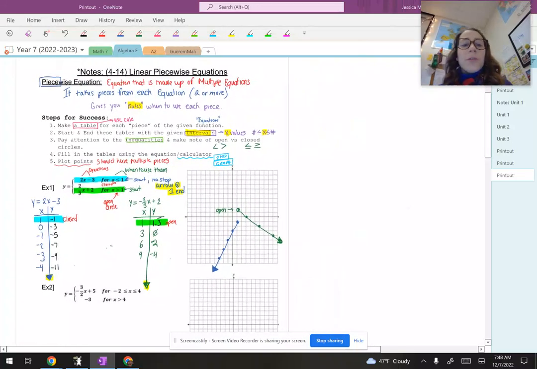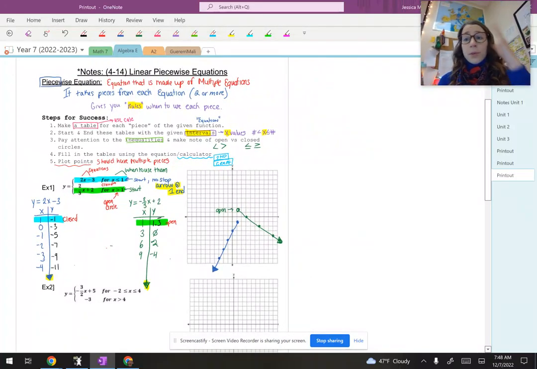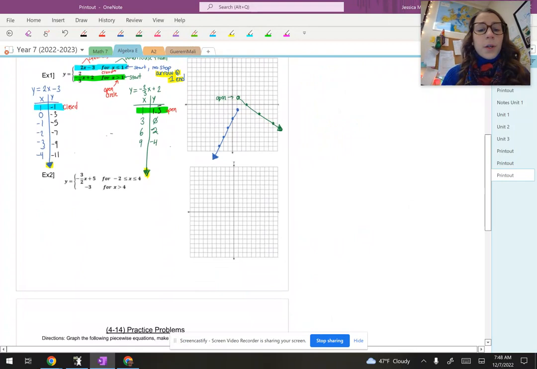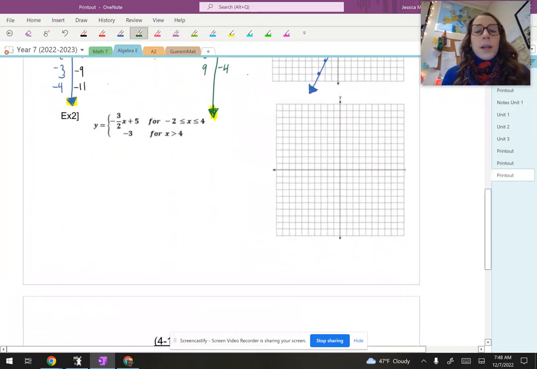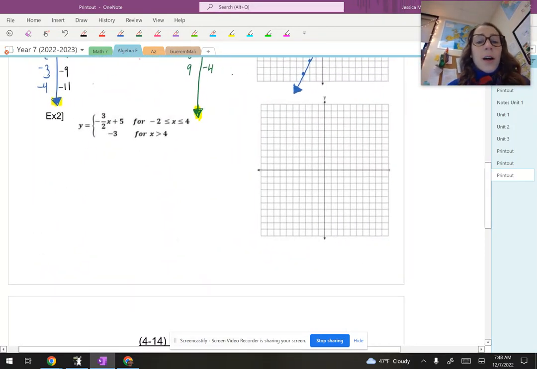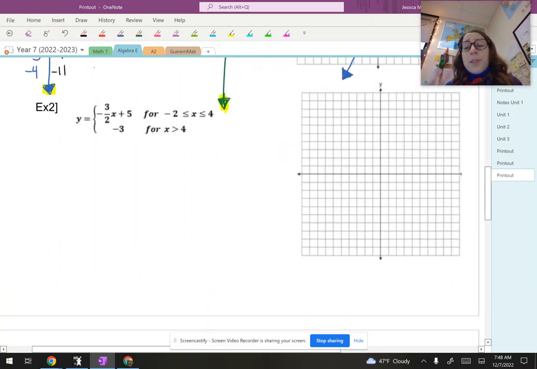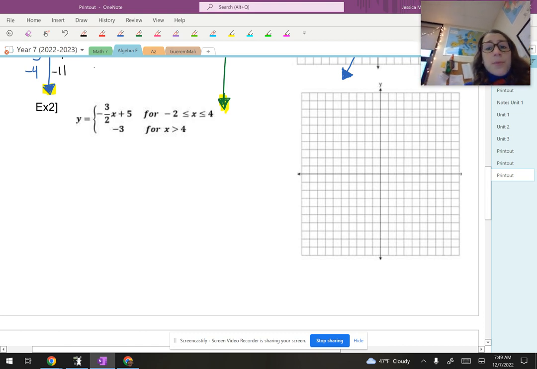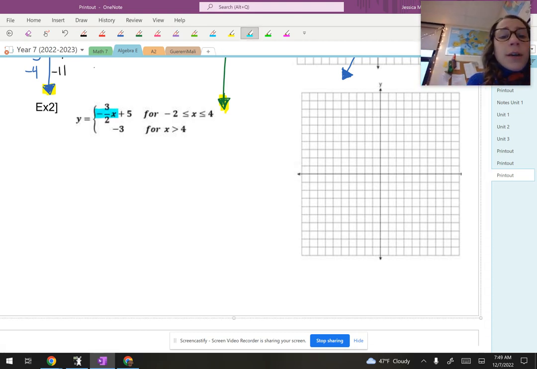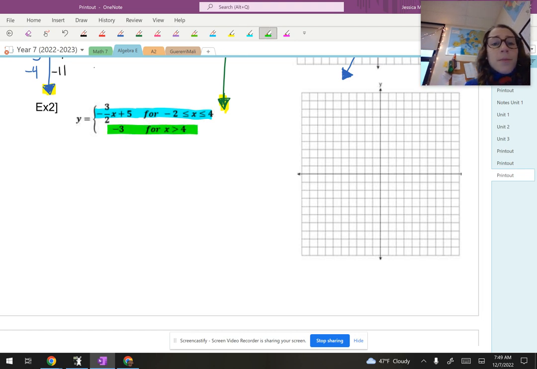Right, here we have notes for Algebra 4-14, and this is example number 2 on piecewise linear equations. Okay, so looking up here, we've got 2 pieces again of our equation. Like I said, that's going to be the most common thing that you see, 2 pieces. That means we're going to need 2 different tables. So again, I'm going to highlight that first piece and then that second piece here.